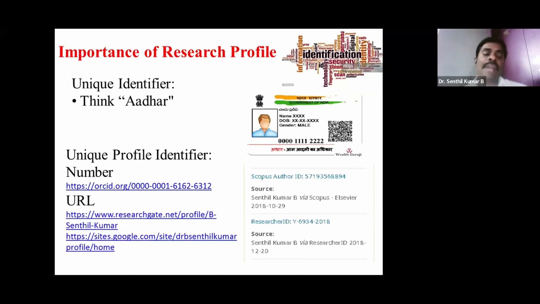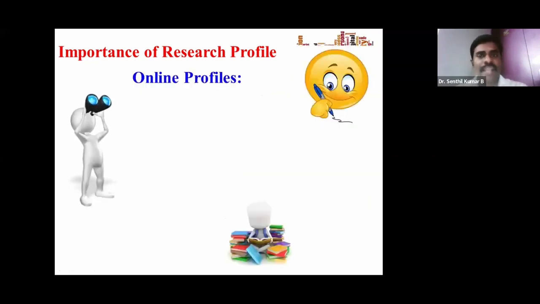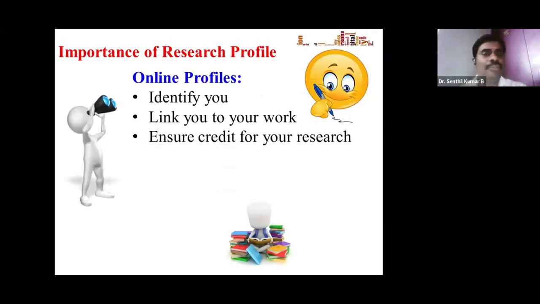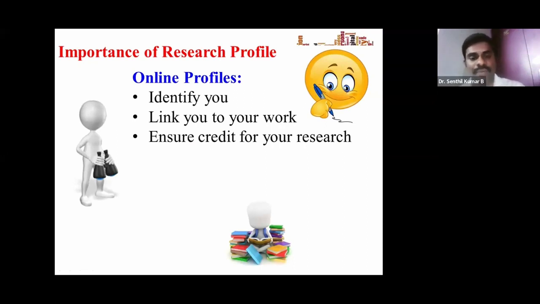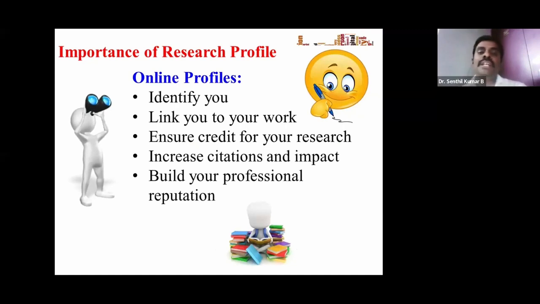We can even plan for a URL website also. I've given some websites in my name, such as ResearchGate, or we can have our own Google Site. These websites help the research community identify us easily. There are a lot of online profiles, and what will they help with? They help you to be identified, they link you to your work, and they ensure the credit for your research. That is more important: whatever research work you have done, the credit will be ensured when you have all of this updated in your research profile. They also increase citations. Publishing is one part, but the publication should still have enough citations and create a real impact on the research community. So these profiles will increase your citations and impact.